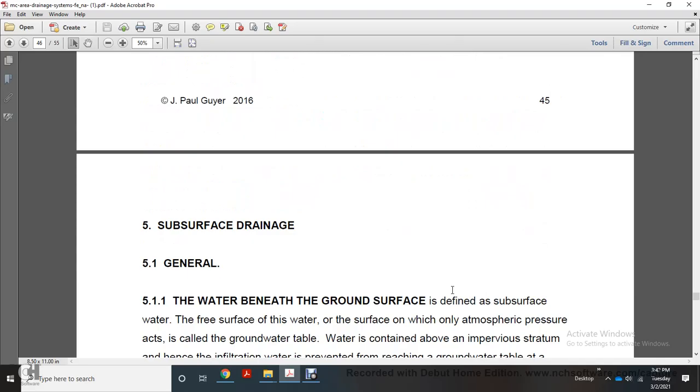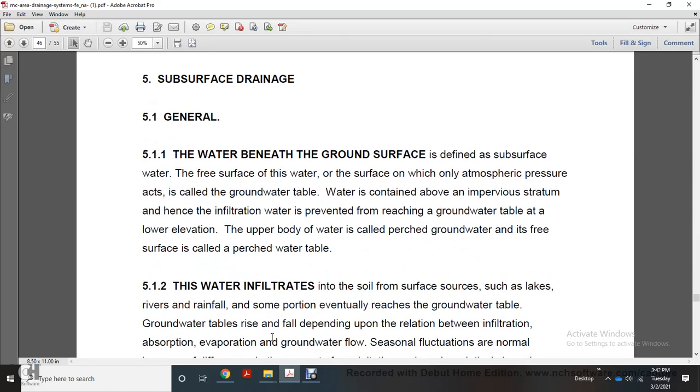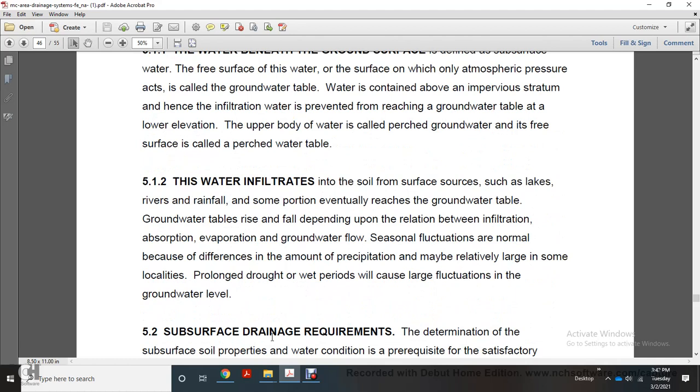Five, subsurface drainage, general. The water beneath the ground surface is defined as subsurface water. The free surface of water, on which only atmospheric pressure acts, is called the groundwater table. Water contained above an impermeable stratum, which prevents infiltration water from reaching the groundwater table at a lower elevation, is called perched groundwater and has a free surface called the perched water table. Water from lakes, rivers, and rainfall infiltrates into the soil, and some portion eventually reaches the groundwater table.